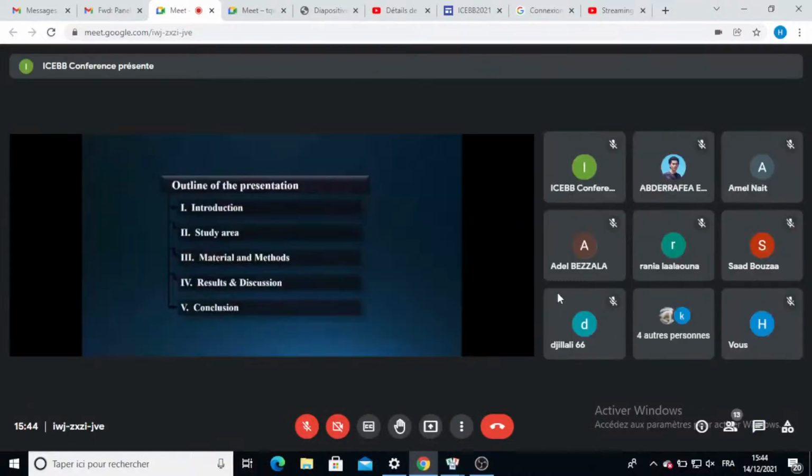To do so, we have organized this talk in the following way, starting by introduction, followed by study area, then material and methods, followed by results and discussion, and lastly conclusion. Let's start by a brief introduction about Sushmasa National Park, which is Morocco's first coastal national park, created to preserve the high diversity of its continental and marine environments. It takes its name from the Sus and Massa rivers, which host two Ramsar sites of international importance.